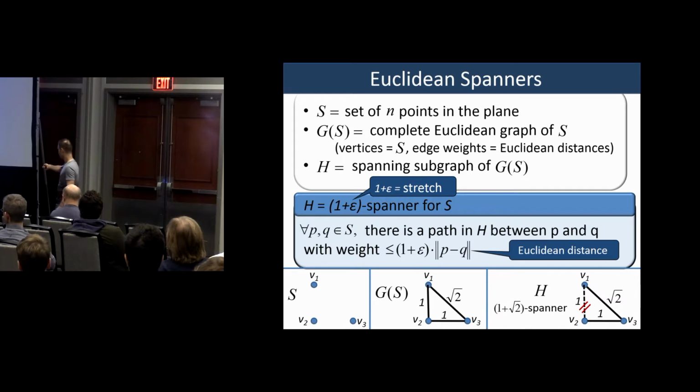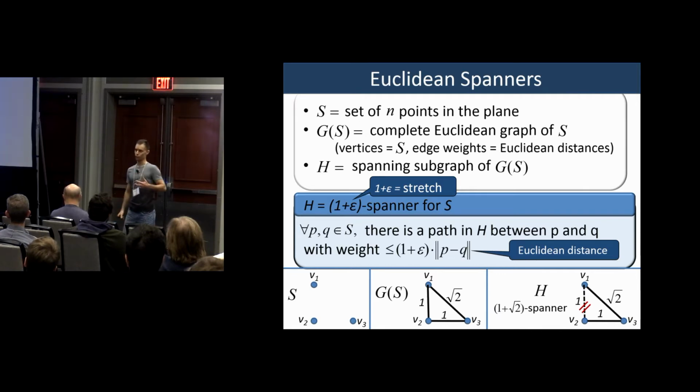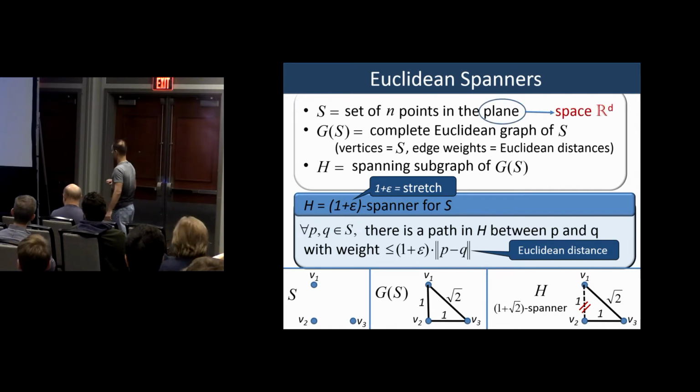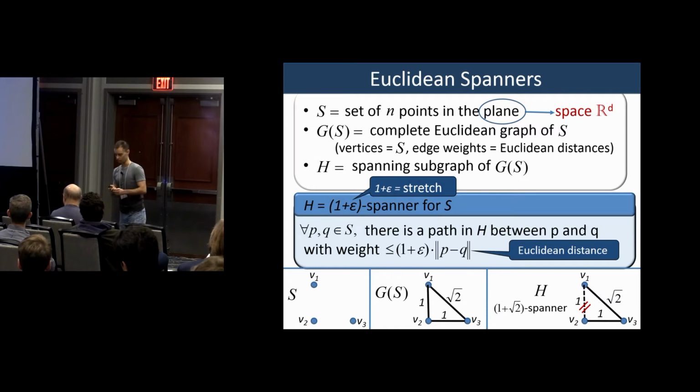And if you're considering this example, you can see that what we get here is 1 plus square root 2 stretch. And this is not what we are looking for. We would like to get very close to 1. We do not want to distort distances by too much. OK, so we are going mostly to talk about point sets in the plane. But the results will apply to higher dimensional spaces.